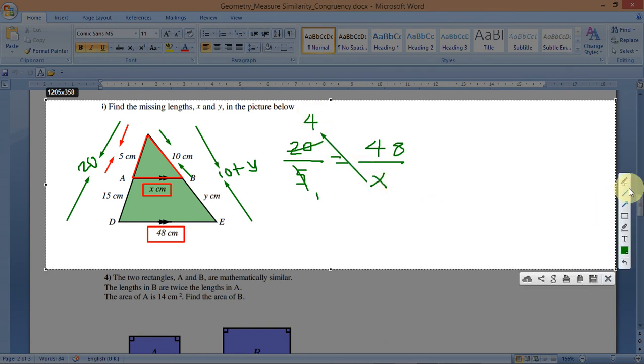So meaning that my answer here will be 4x equals 48. So x equals 12. So this one, x equals 12.